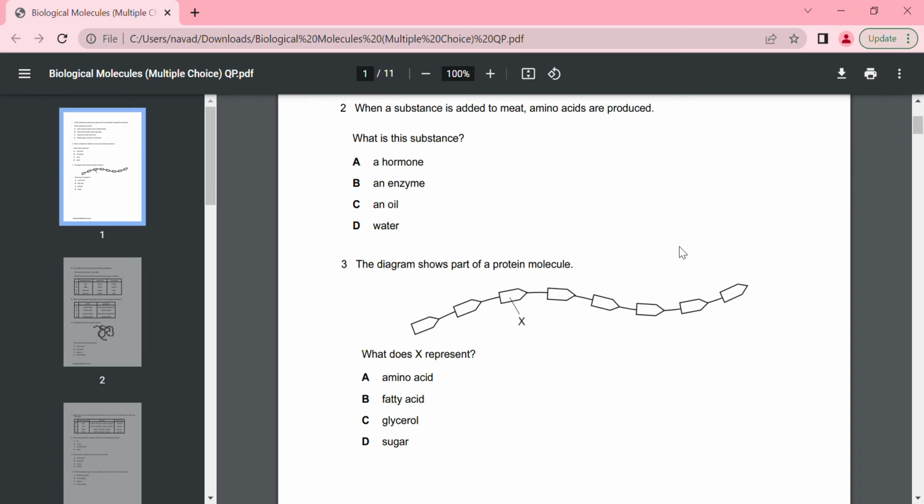The diagram shows a part of a protein molecule. What does X represent? X over here represents A, amino acids. We should remember that the basic part of a protein molecule when it's given in a diagram is always going to be an amino acid. This question can be asked in multiple ways, so remember this.